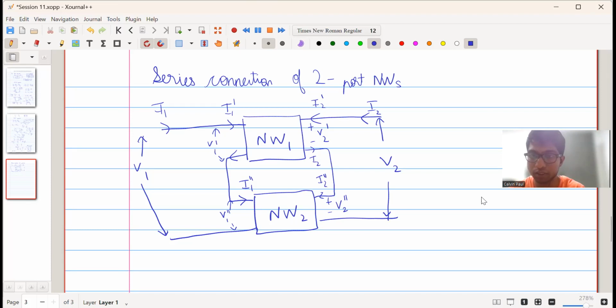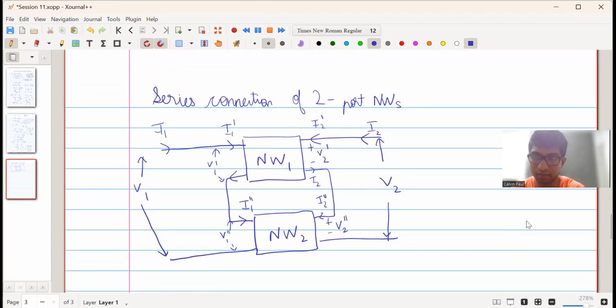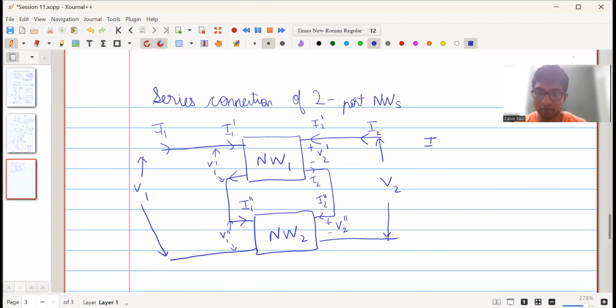So what we can say is I1 prime is equal to I1 double prime, which is equal to current I1. Similarly, this voltage V1 is the sum of this voltage V1 prime and V1 double prime. So V1 is equal to V1 prime plus V1 double prime. Similarly, for the second port, the output port, I2 prime is equal to I2 double prime, which is equal to I2. Similarly, V2 is equal to the sum of these voltages V2 prime and V2 double prime. V2 is equal to V2 prime plus V2 double prime. Okay.